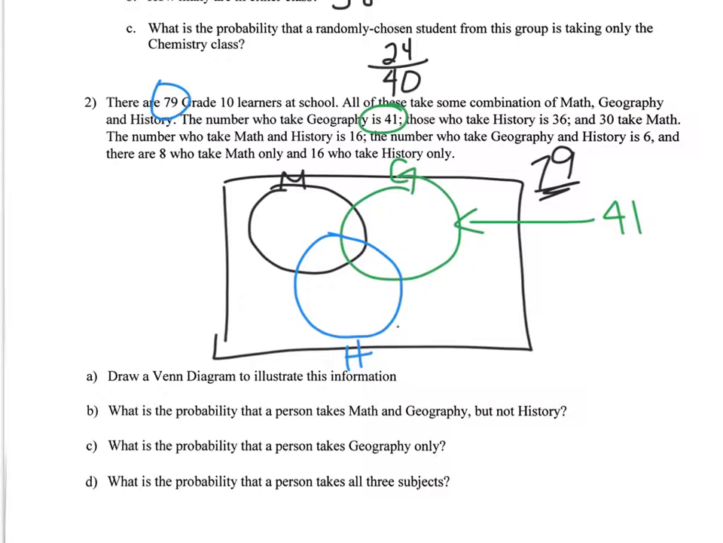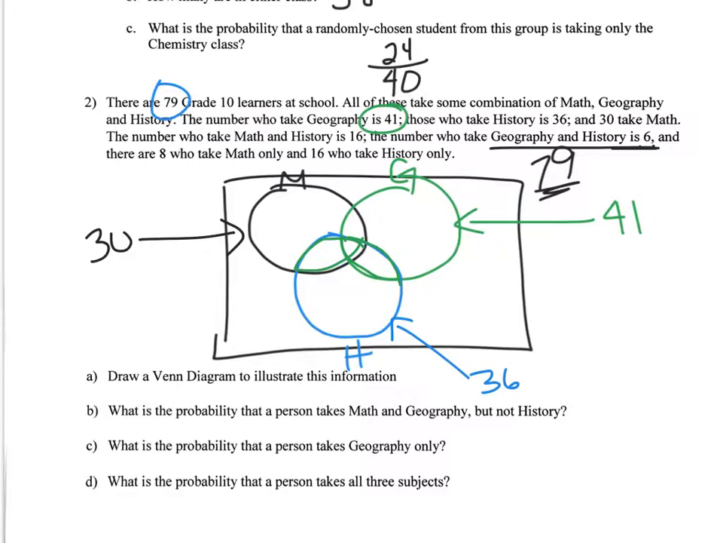So the next thing I see is history. There's 36 that are going to be in that total. And math is going to be 30. If you add those all together, it's way over 79. So you know that some things have to overlap. Then we have extra information here. Both geography and history is 6. So what that means is geography and history, that's these 2. So this right here is going to be 6. And this one and this one is going to be 16.